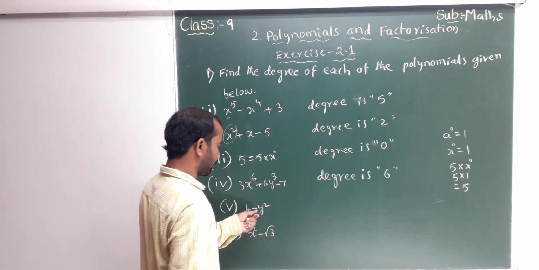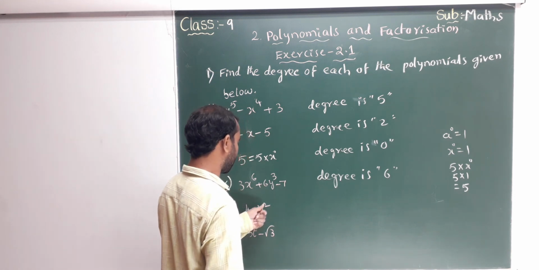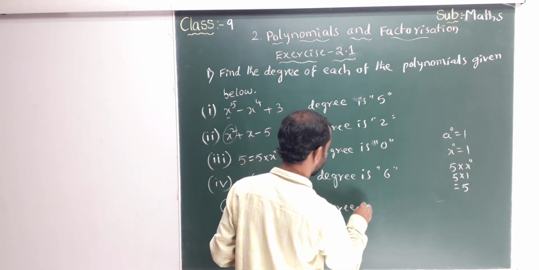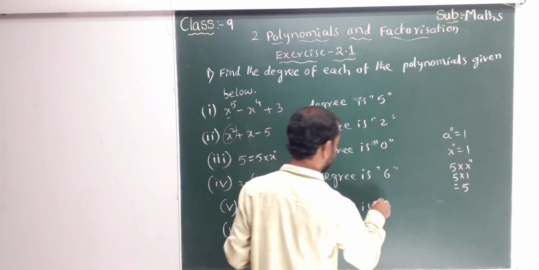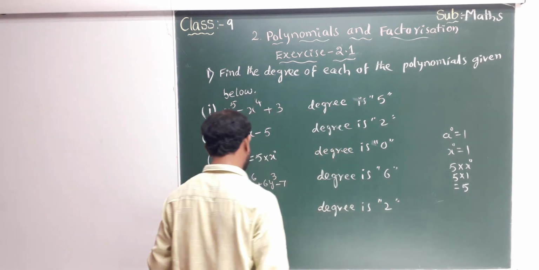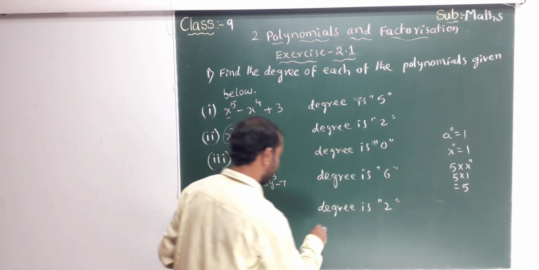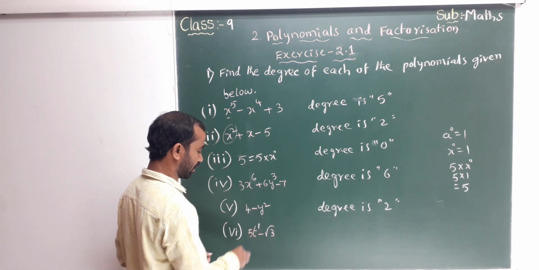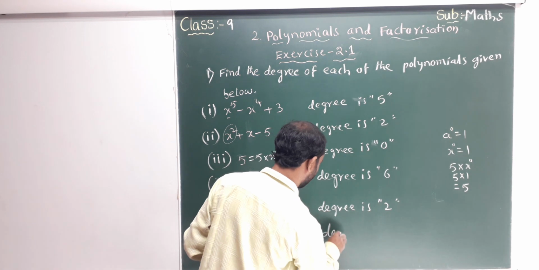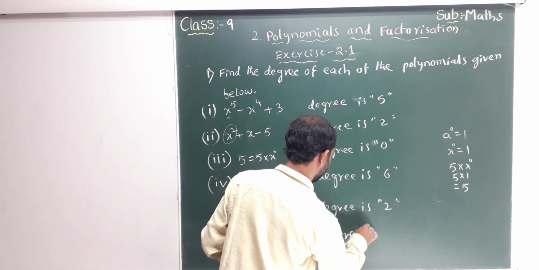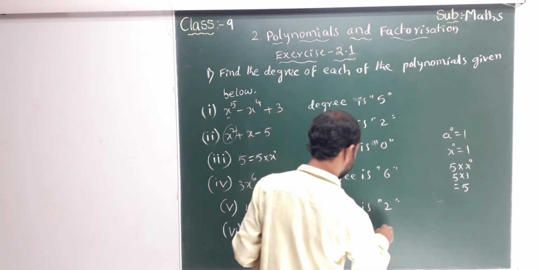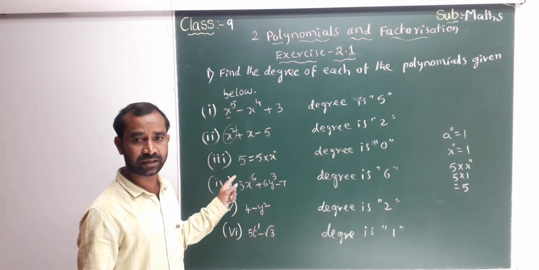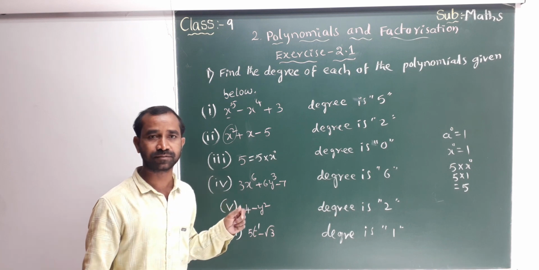Here the variable is y with power 2. So the degree of the given polynomial is 2. Next, 5t minus 3. Here the variable is t with power 1. So the degree of the given polynomial is 1. Okay, so this is the first bit. Now, next, second bit.